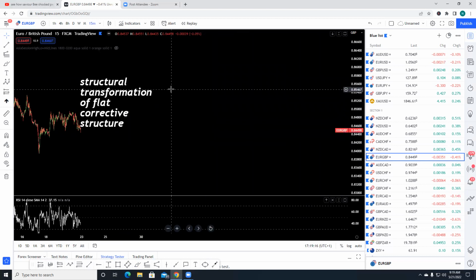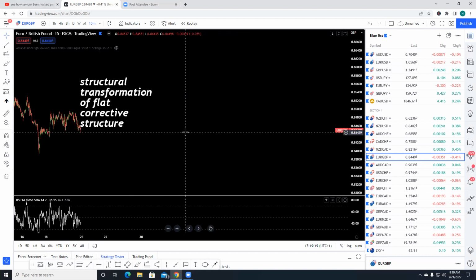Okay, so now let me explain what we mean by structural transformation of flat corrective structure. Flat corrective structure has 4 variations, and these 4 variations can transform from one type to the other. The way you trade a regular flat is different from the way you trade a contracting flat. It's different from the way you trade an expanding flat.